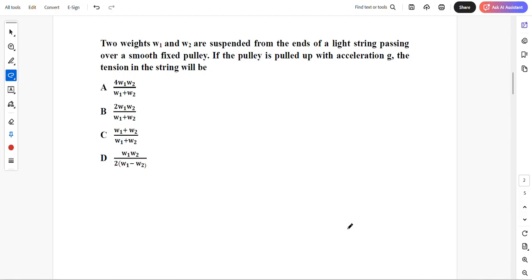Now, two weights W1 and W2 are suspended from the ends of a light string passing over a smooth fixed pulley. If the pulley is pulled up with acceleration g, the tension in the string will be? Now, let us say you have a pulley, and two weights are hanging.